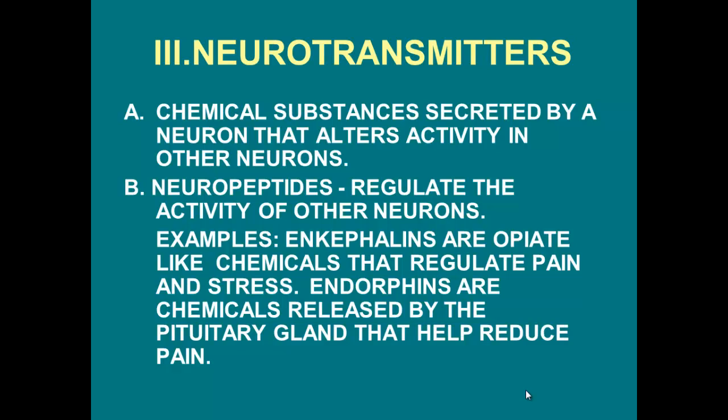There are other types of neurotransmitters in your brain besides the ones I was just talking about. One is called neuropeptides. These regulate the activity of other neurons. Examples would be enkephalins. Here's a key word: they are opiate-like chemicals that regulate pain and stress. Endorphins are chemicals released by the pituitary gland that help reduce pain. So in your brain, you normally have opiate-like neurochemicals that reduce pain. These are called enkephalins. Also, endorphins are under that category as well.